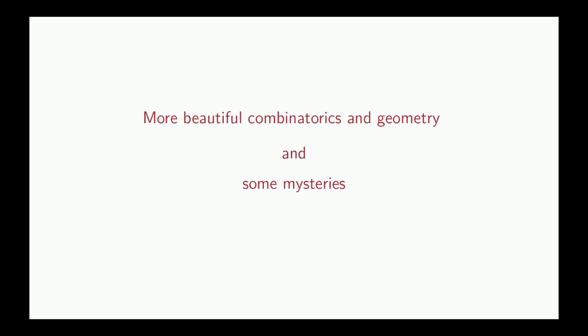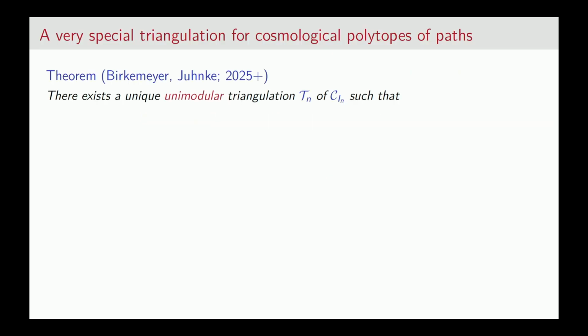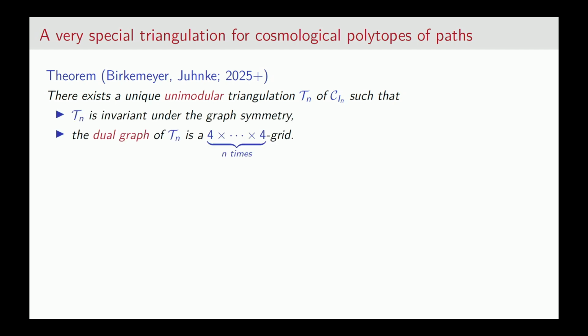Okay, now I have about 10 minutes, I guess. So let me throw some more beautiful combinatorics about these polytopes at you, and also some mysteries which we just don't understand. So there are a lot of questions. Let me give you another nice triangulation. So let's again consider the case that we have a path with n edges. Then what one can show is that there exists a unique regular unimodular triangulation with the following properties.